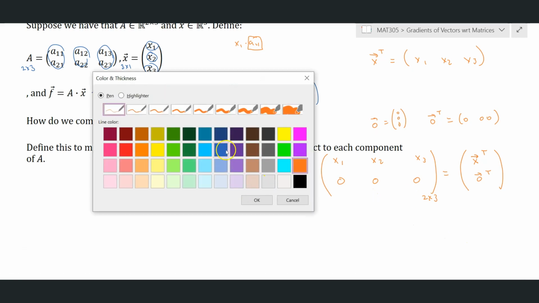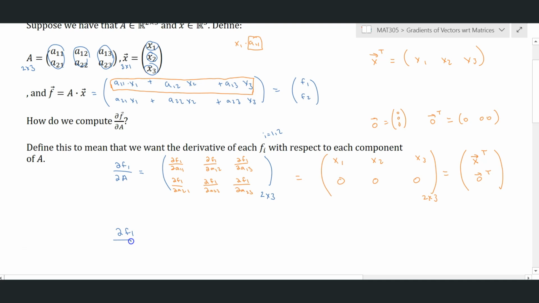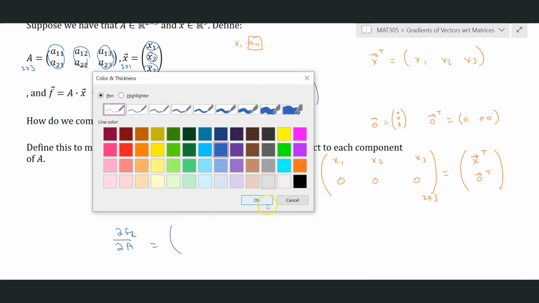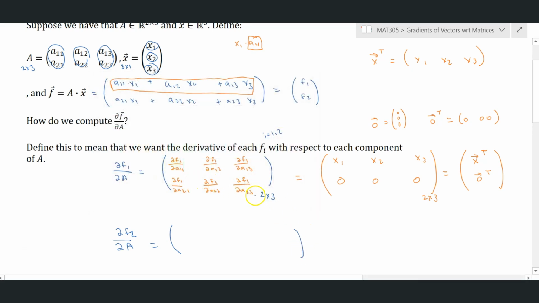Now, to get the derivative of the next function with respect to A, we have to go through a similar process, except now this would be f2, and all of these derivatives will be the derivative of f2 with respect to each of the members of A. So now we're focusing on this second function, f2, and we want the derivative of f2 with respect to a11, with respect to a12, with respect to a13, with respect to a21, with respect to a22, and a23. Sorry, I forgot my partial operator there.